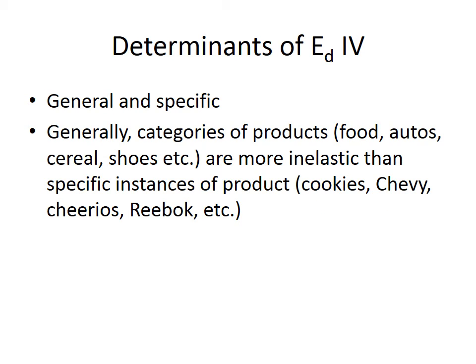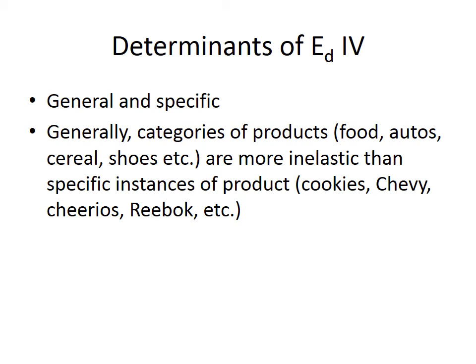Now, just a final note on the general, and then we'll work out a problem on this. Generally speaking, think about it this way: you have general and specific, and you have various levels of general and specific. I'll give you an example. Food as a general category. As it works out, general categories of things tend to be less sensitive. They tend to have a lower elasticity. Across the board, the more general the category, the lower its sensitivity.